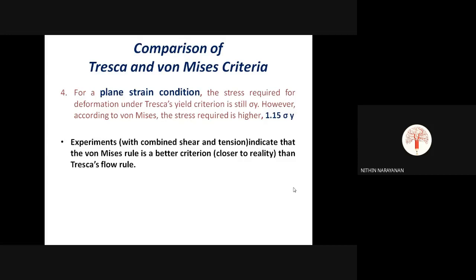Experiments with combined shear and tension have been conducted. It indicates that the von Mises rule is a better criterion, or a criterion which is very close to reality, than the Tresca flow rule.